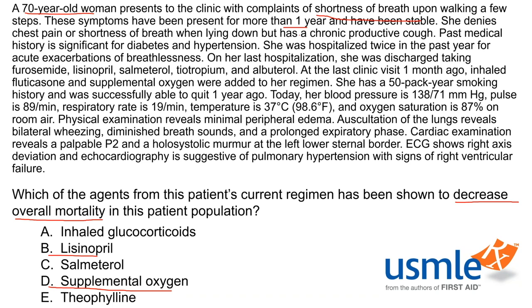But she does admit to a chronic productive cough. So we have no orthopnea, which would argue against this being congestive heart failure, left-sided dysfunction. Past medical history is diabetes and hypertension, hospitalized twice in the past year for acute exacerbations of breathlessness. So what do we think that was? Looking at her smoking history, her age, and her other findings, these were two acute exacerbations of COPD. So she was admitted twice in the last year for COPD exacerbations.